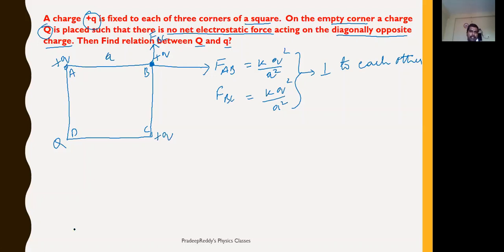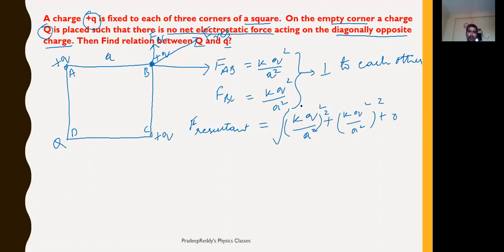As these two forces are perpendicular to each other, the resultant of these two forces should be in this particular direction according to the parallelogram law of vectors. And this is F resultant. F resultant will be equal to the square root of (k q square divided by a square) whole square plus (k q square divided by a square) whole square plus 0, under root. 0 is because cos 90 is 0. This is equal to root 2 k q square divided by a square. This is the resultant of two forces acting between charges plus q placed at A, B and as well as B, C. Let me take this as number 1.